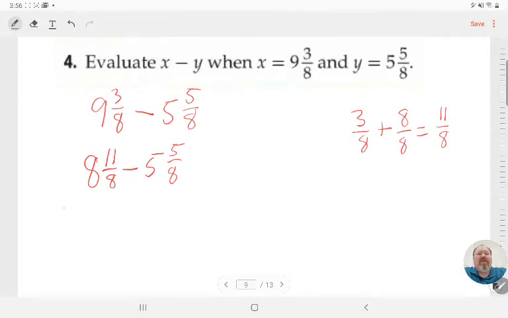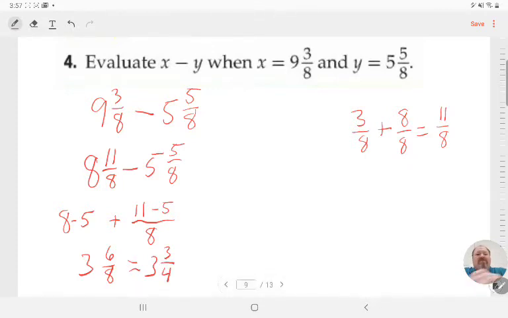So we have 8 minus 5 plus 11/8 minus 5/8, okay? So this is going to give me 3, and 11 minus 5 would be 6, so that would be 6/8. And now we could simplify that down because 2 goes into 6 3 times and 2 goes into 8 4 times. So 3 3/4 would be my answer. All right.